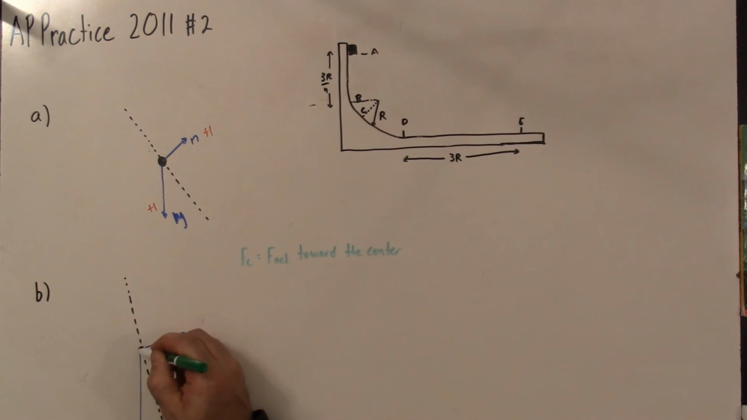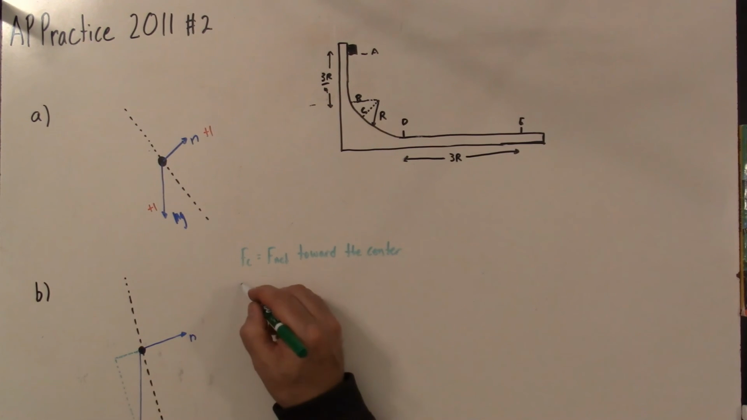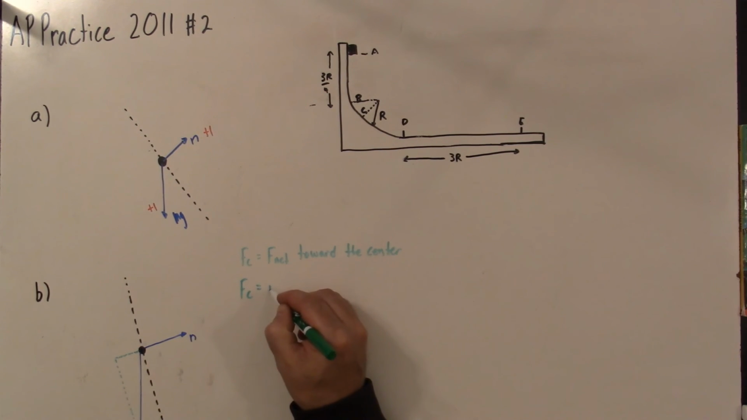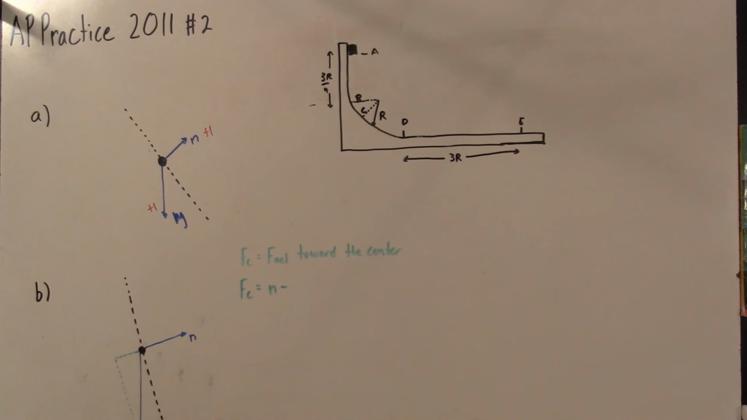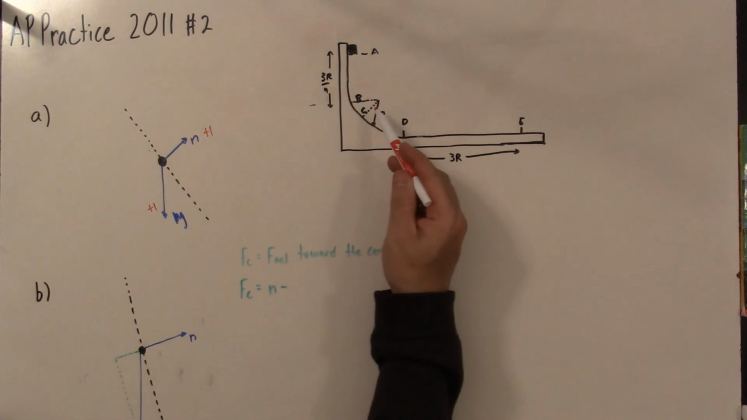So if you look at this over here, if I look at the components, I can see that the centripetal force is the difference between these two. So it's going to be the normal minus whatever this component is here. And what we have to try to figure out is, is that component mg sine theta or mg cosine theta? So let's look a little bit closer at this diagram here. We're going to have to relate it to this diagram here.